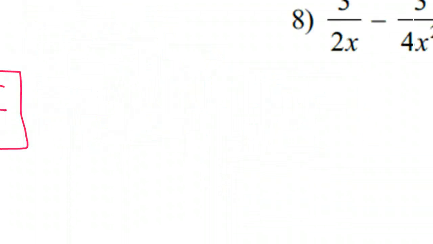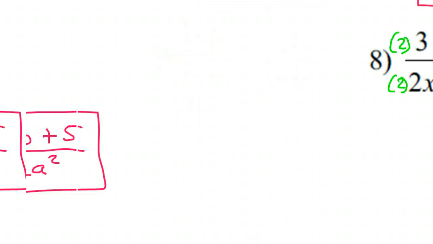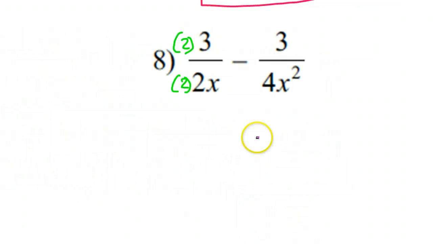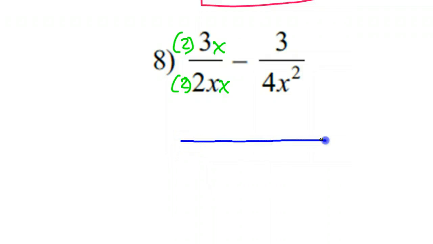Okay, look at number 8. Let's see, got to make them the same. If I multiply this by 2, it'll be a 4. Got to do it in the top and the bottom. Here I need x squared, so I need to multiply by x. Now it's x squared. Got to do it in the top and the bottom. So now they have the common denominator. They are both 4x squared, so I can put 4x squared here. Now here I have 6x, so it's 6x minus 3.